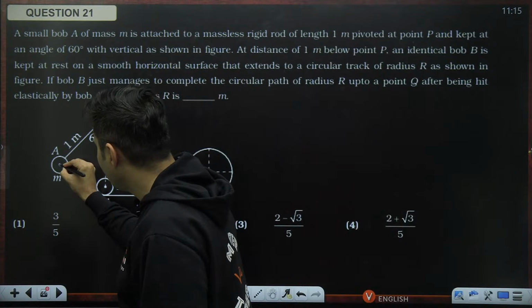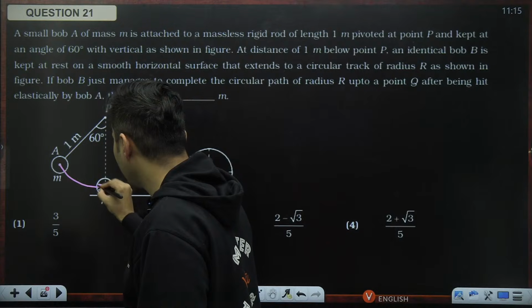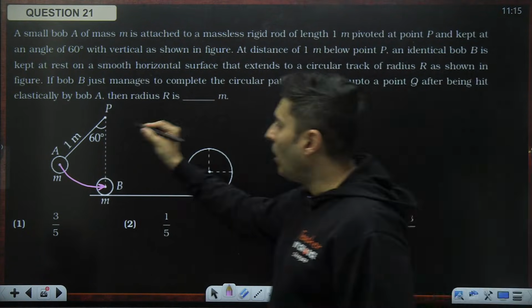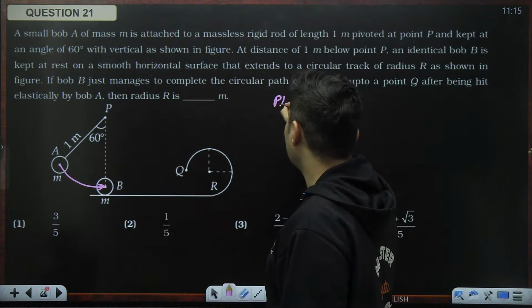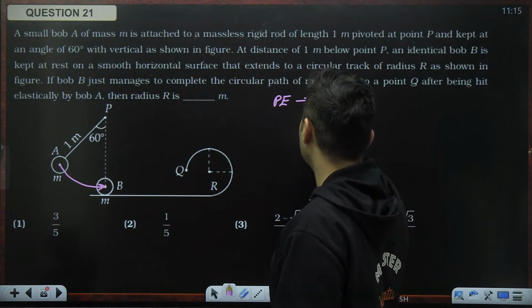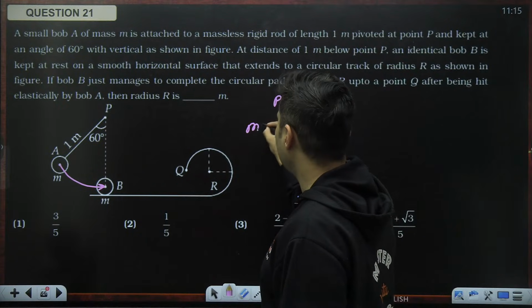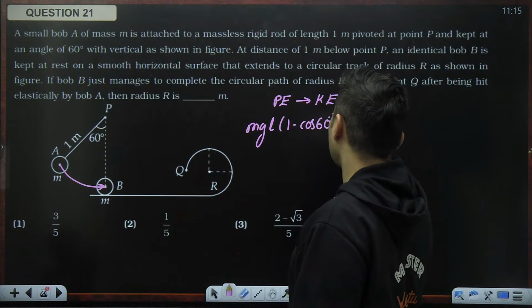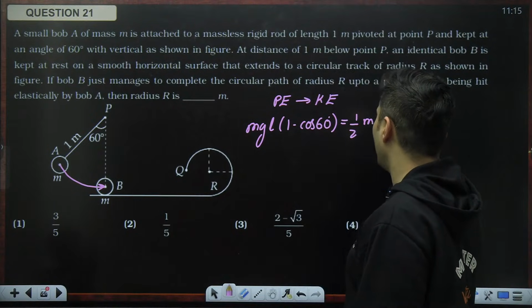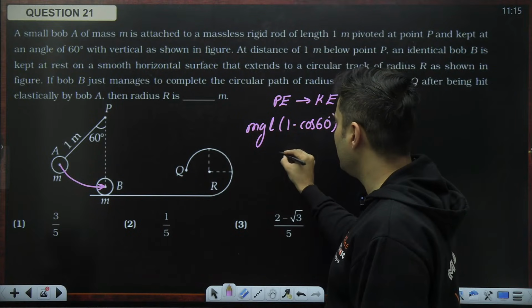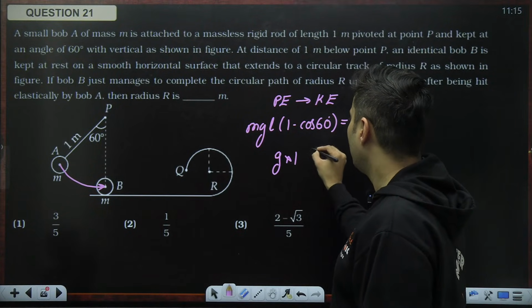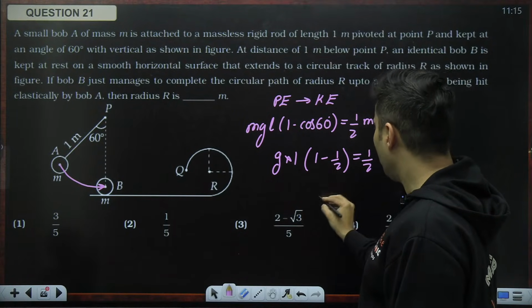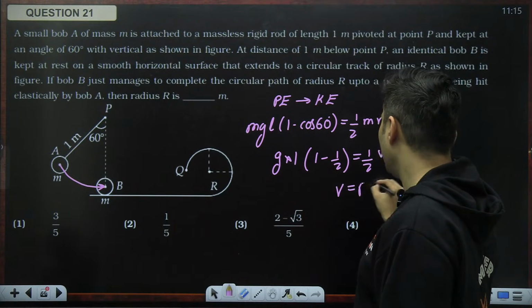So what happens is this potential energy will convert into kinetic energy. Masses are equal. The collision is elastic, so all the velocity will go here. Potential energy will be mgl into 1 minus cos 60, equal to the standard formula half mv square. So m cancels, g is g only, length is 1. 1 minus cos 60 meaning 1 minus half is half into v square. Half cancels, so v will be root g.